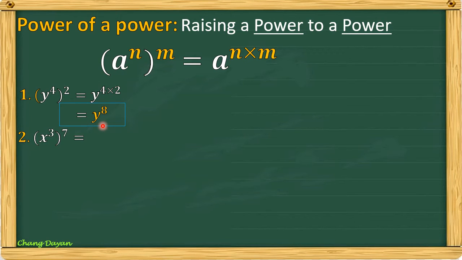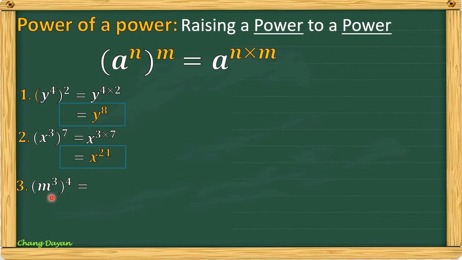Number 2. So, dito ang exponent na nasa loob, ang exponent ng x ay 3, samantalang ang exponent sa labas ay 7. Gagawin natin, i-multiply ang exponent ng x sa exponent outside the parenthesis, that is 7. Therefore, 3 times 7 will get 21. So, our answer in number 2 is x raised to 21.